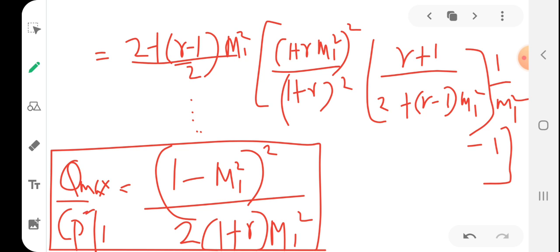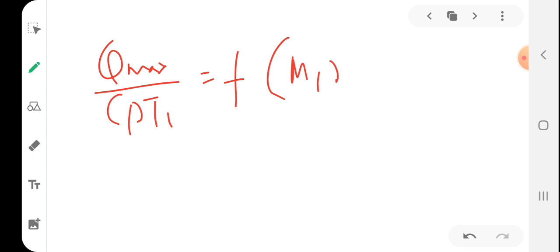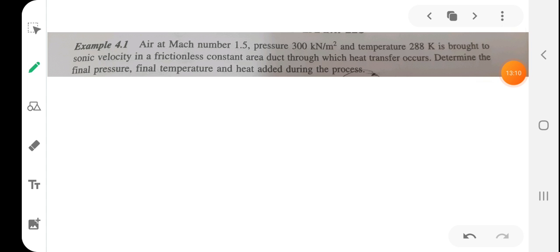Okay, final answer. So Qmax by Cp T1 is equal to (1 minus M1 square) whole square by 2 (1 plus gamma M1 square). So now Qmax by Cp T1 is a function of only M1 and gamma, since M2 is 1. So now we can do a problem based on Rayleigh flow.